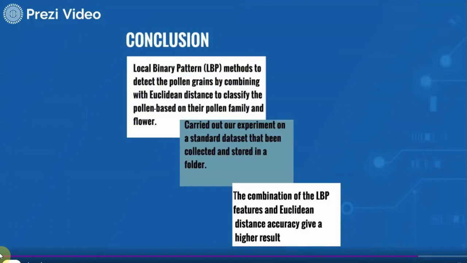And for conclusion, the local binary pattern method is to detect the pollen grains, combined with Euclidean distance to classify the pollen based on the pollen family and flower. I carried out the experiment using a standard dataset that has been collected around Kuala Nerus and stored in one folder. And I can conclude that the combination of the LBP feature and Euclidean distance gives a higher result.